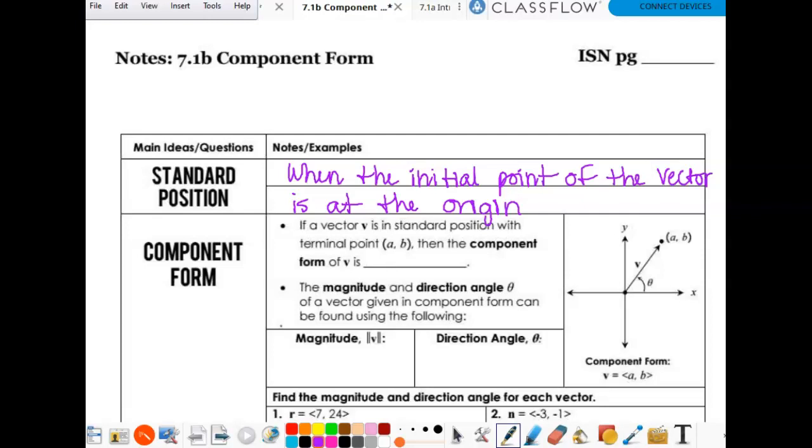When the initial point of the vector is at the origin, we're going to write this in component form as A and B. It's just like we were counting, right? It kind of works like slope. Over and up or down and over.